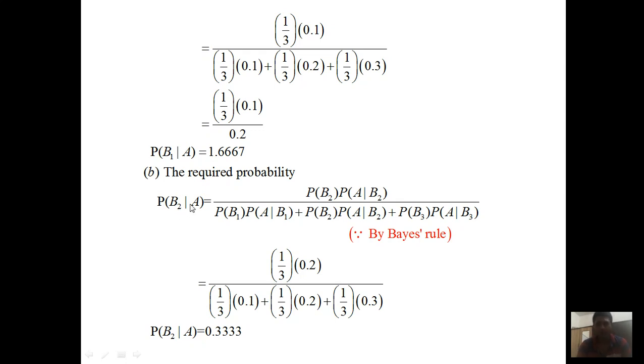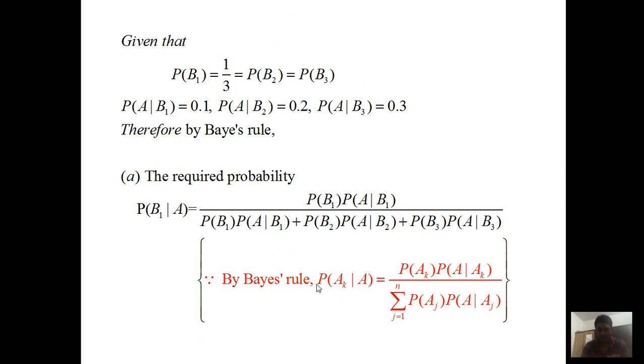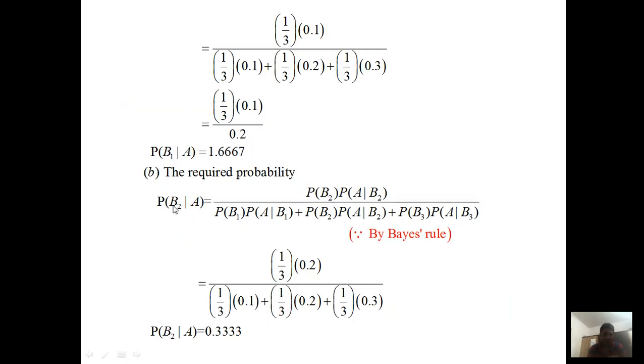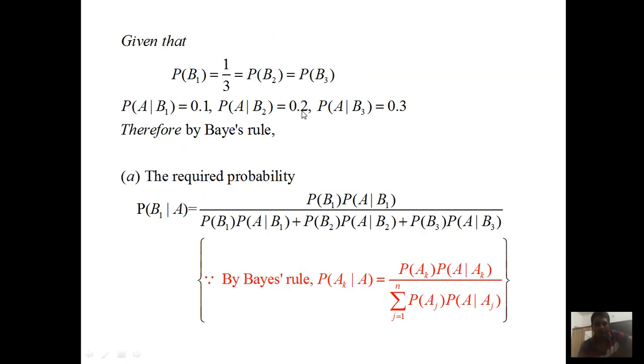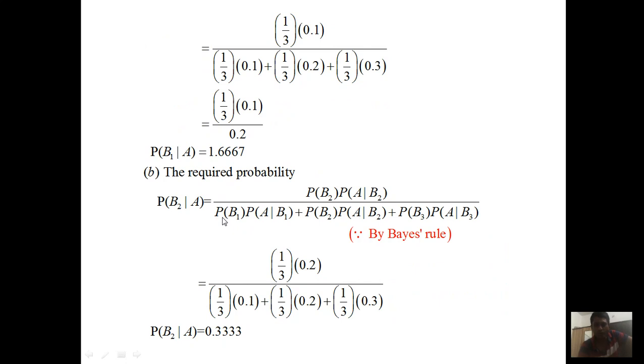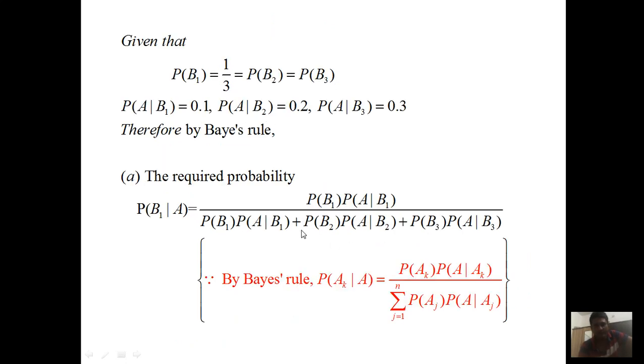So again by using the same Bayes rule, just as in the first case where we had B1, now in the second case we are interested in B2. So probability of B2 into probability of A given B2. The denominator is a combination of all mutually exclusive events. Now probability of B2 is 1/3. Probability of A given B2 is 0.2. And if you observe the denominator carefully, it is the same as in the first case.